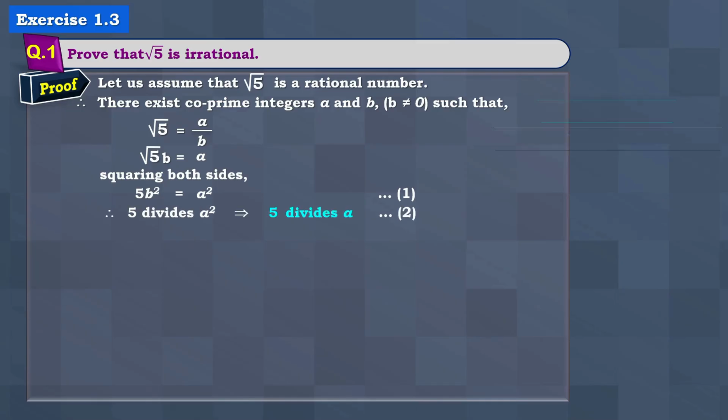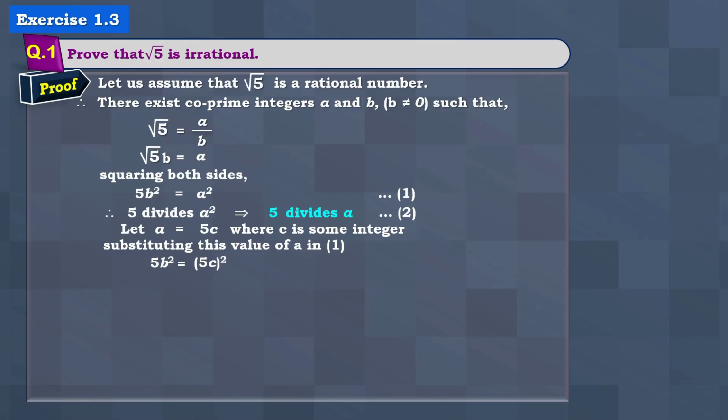Let us write a as 5 multiplied by some integer c. Now, substitute this value of a back into the earlier equation. We get 5 multiplied by b squared equals 5 multiplied by 5 multiplied by c multiplied by c. This simplifies to b squared equals 5 multiplied by c squared. This shows that 5 divides b squared. If 5 divides b squared, then 5 must also divide b. So now we see that 5 divides both a and b.